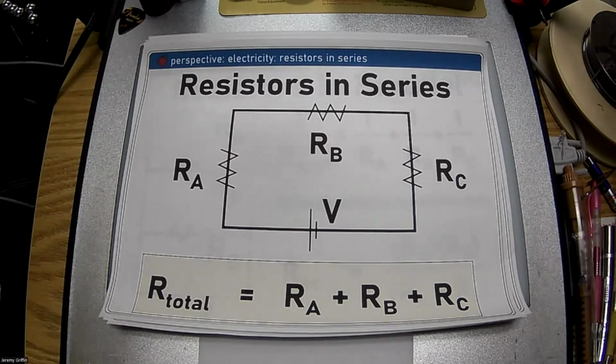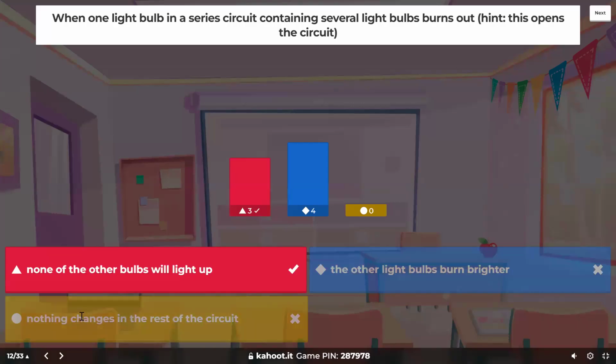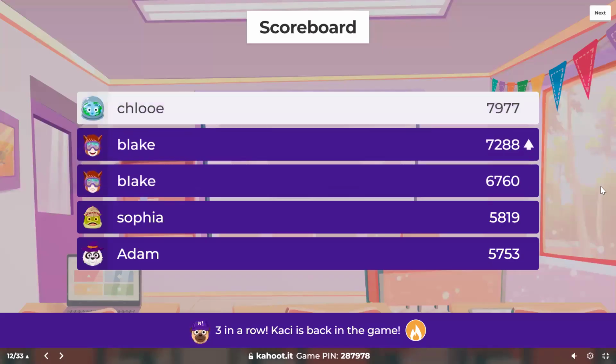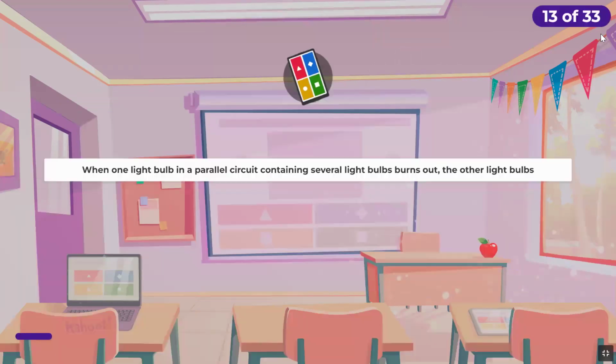So back to Kahoot. Who got that? Three winners. Who's getting points? We got Adam, Sophia, Blake moved up over Blake, and Chloe still in the lead.